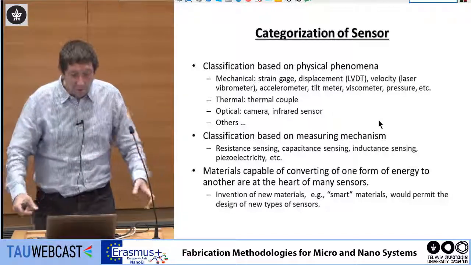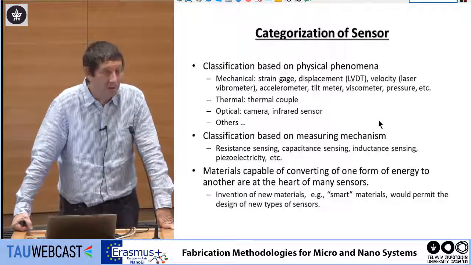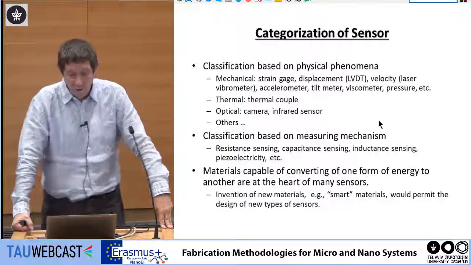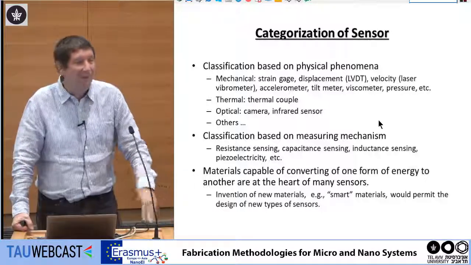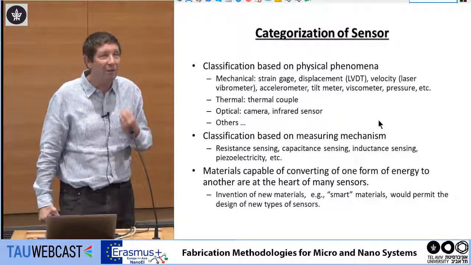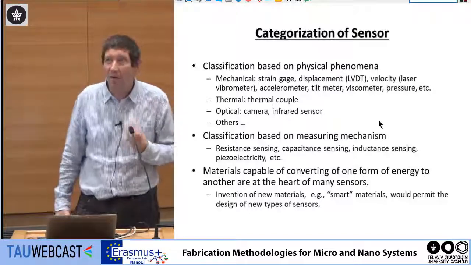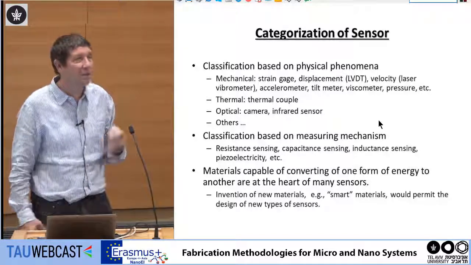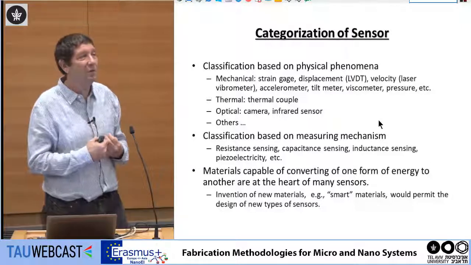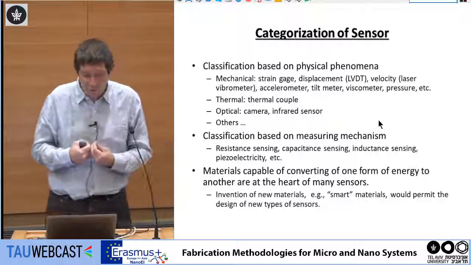Now, we are practically looking in material science for materials capable of converting one form of energy to another, and this is the heart of many sensors. The key for many sensors is to find such materials. And one of the large efforts today in material science at large, and nanoscience and technology specifically, is to find materials and nanostructures which can be useful for this application.